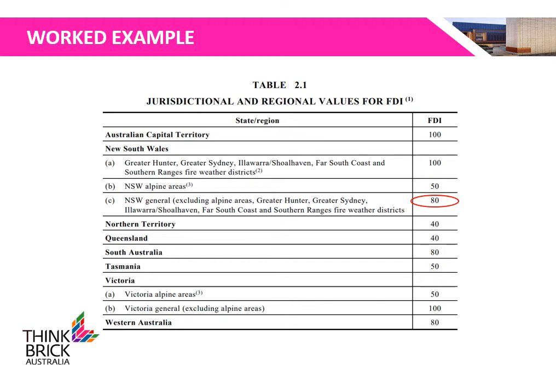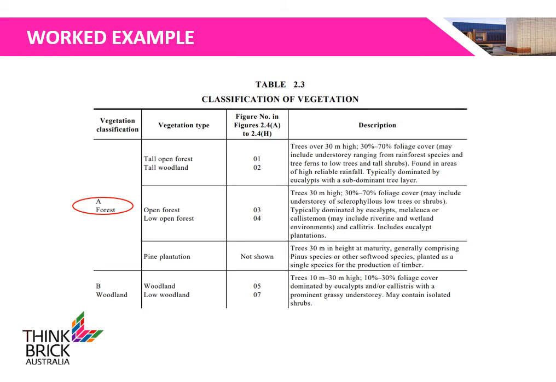Using Table 2.1, we find that the fire danger index for the general New South Wales area is 80. Using Table 2.3, we are able to identify the vegetation classification. Figures 2.4 A to H provides a visual representation of the chosen vegetation type. For forests, it may range from tall open to low open.